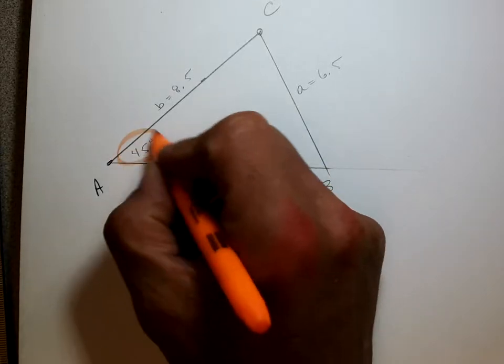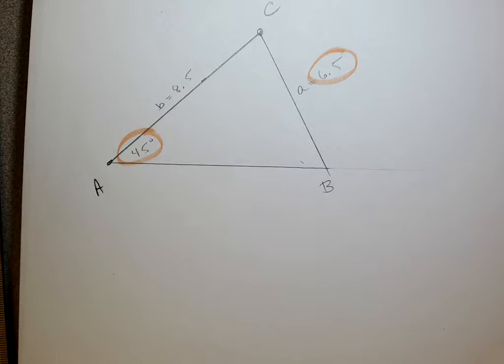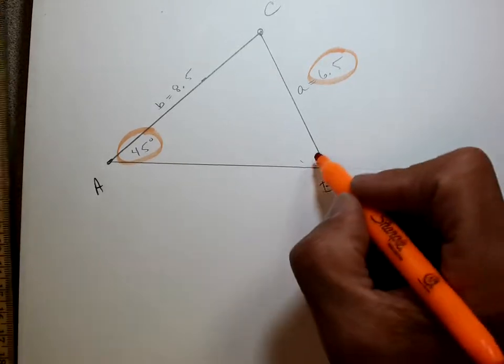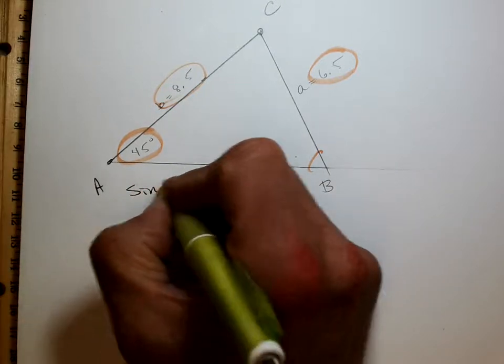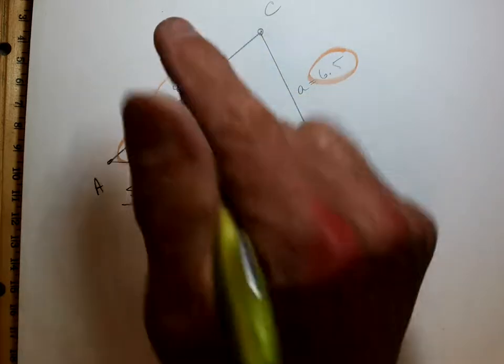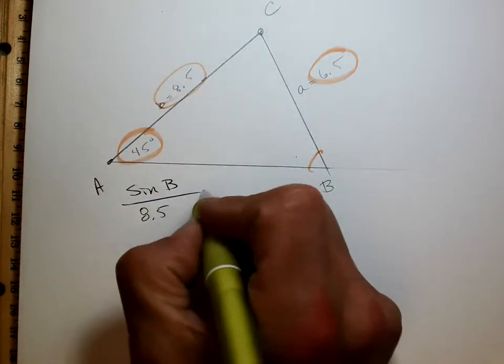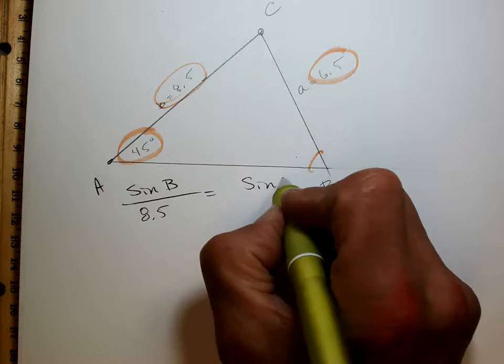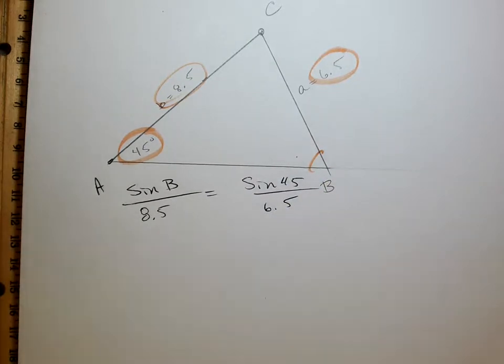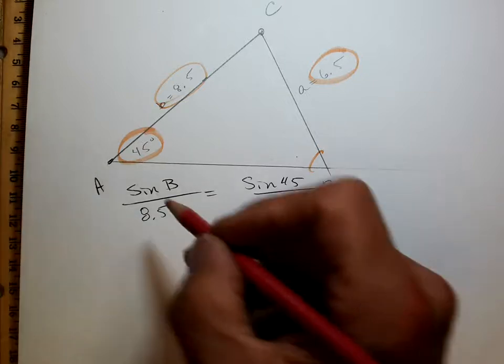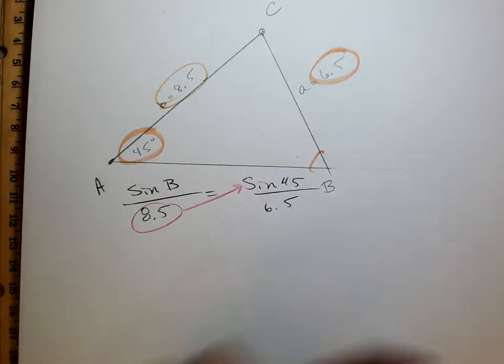I have a pair of opposites, don't I? So I could find angle B with a pair of opposites, right? So let's go ahead and find angle B. We'll go sine of B over 8.5 equals sine of 45 over 6.5. We have our opposites, so we set up our law of sines. We're going to cross multiply. We're going to bring the 8.5 up here.